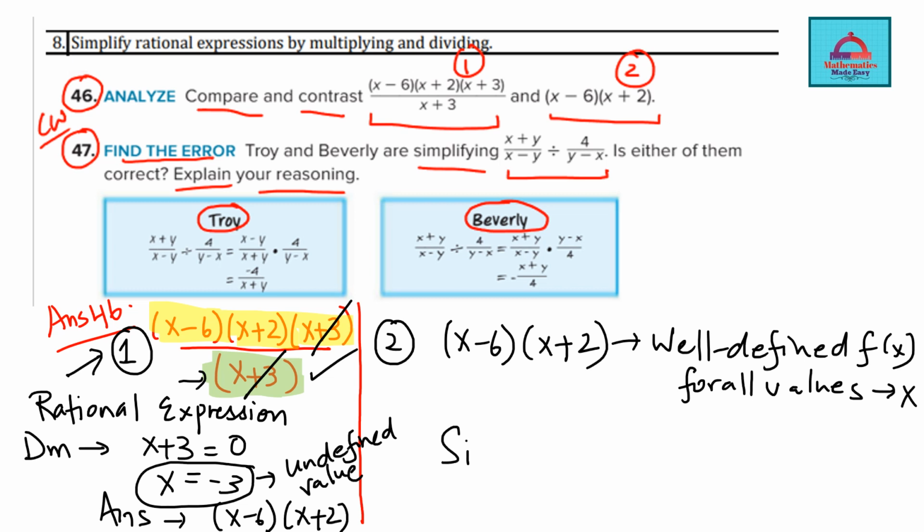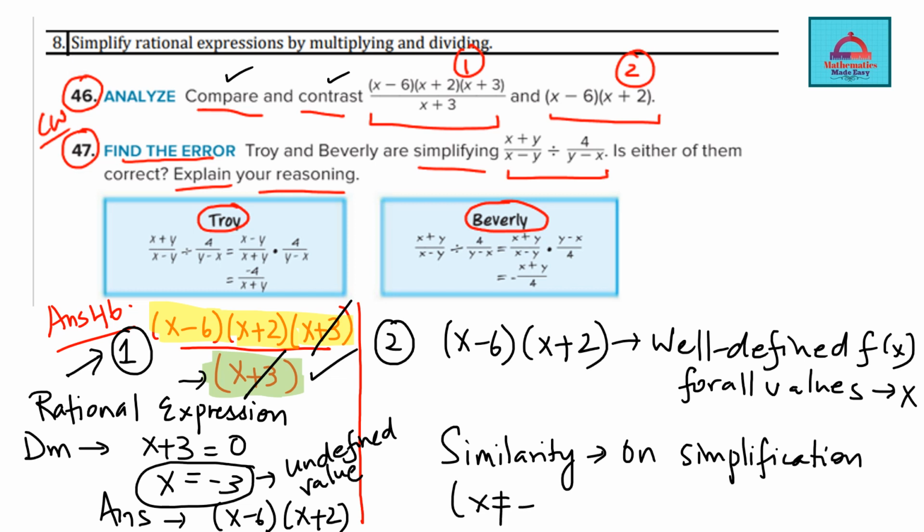So that's the similarity. What is the similarity? Let's write the final step now. The similarity in expressions 1 and 2, the ones that you needed to compare and contrast, is that on simplification they are the same, and this simplification is possible provided your x is not equal to negative 3. Because if x is equal to negative 3, expression number 1 becomes undefined.